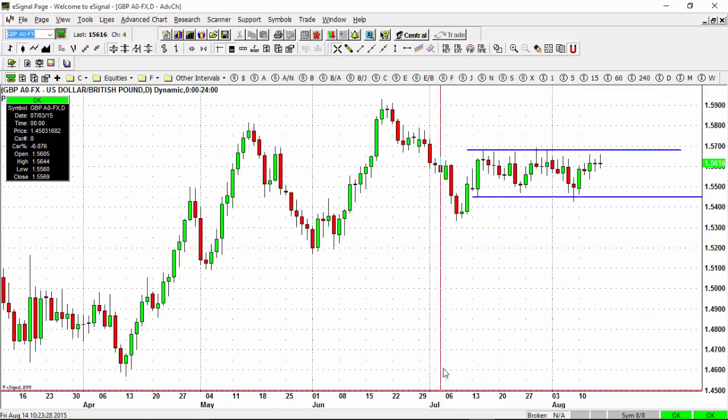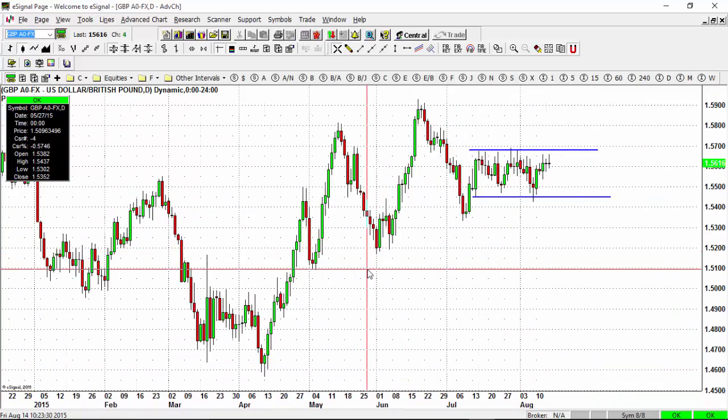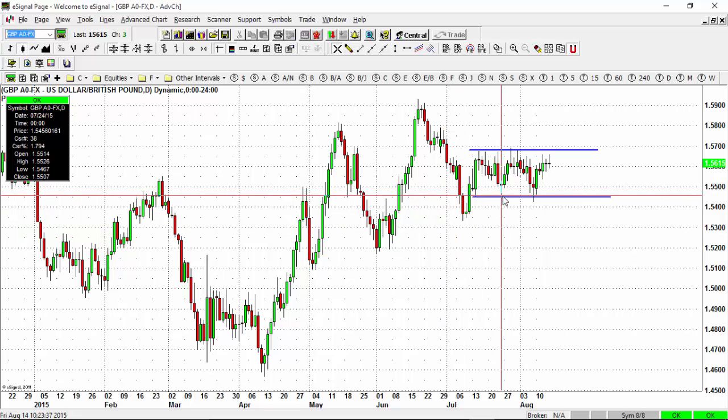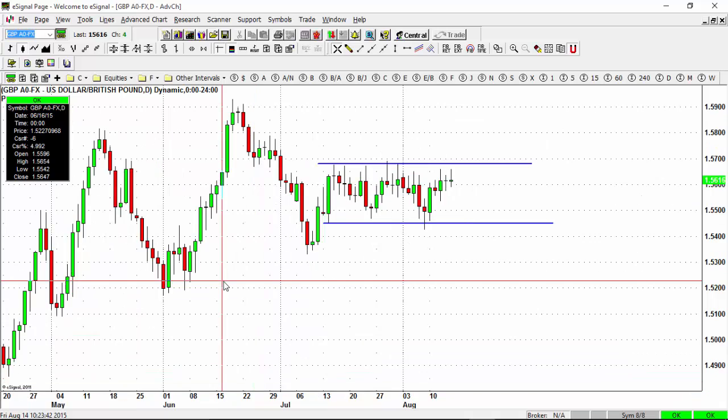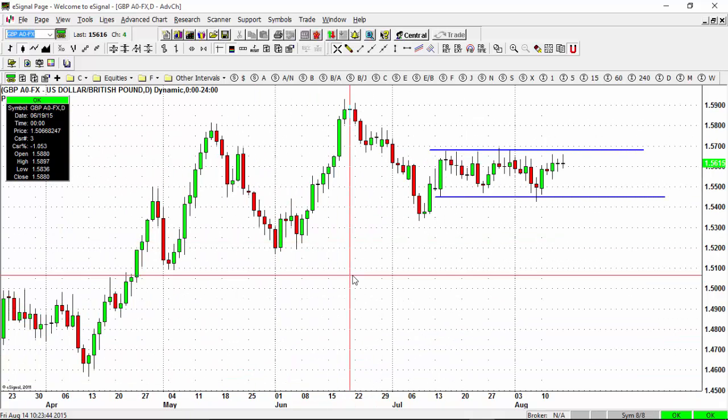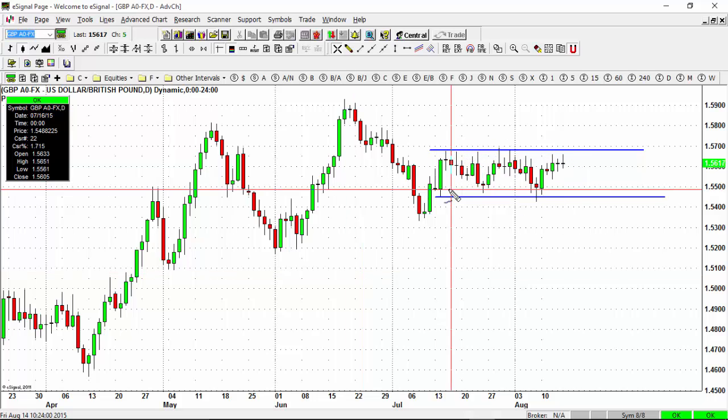Okay, what we have in front of us is the daily chart of the British pound versus the US dollar. And this chart kind of summarizes what has been happening over the last month or so in the markets. As you can see, we're in a pretty tight consolidation pattern. Market is going up and down, up and down within a very tight range, about 154.50 to maybe about 157 with the British pound.